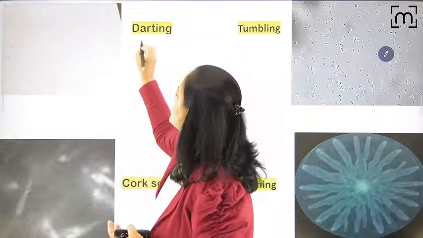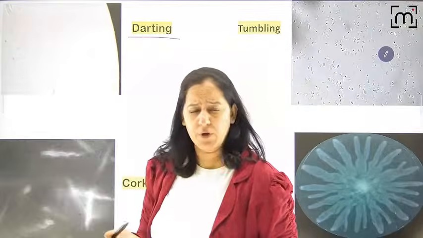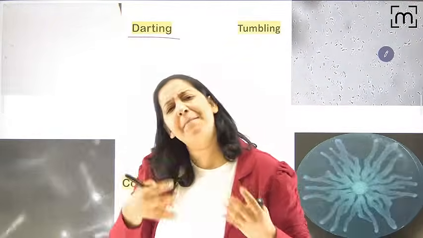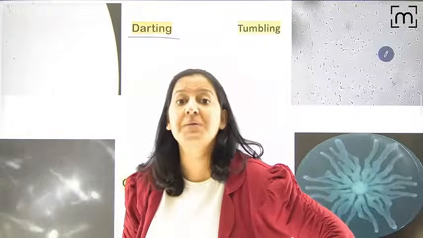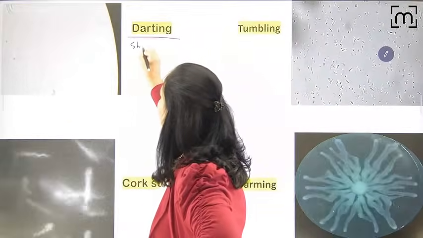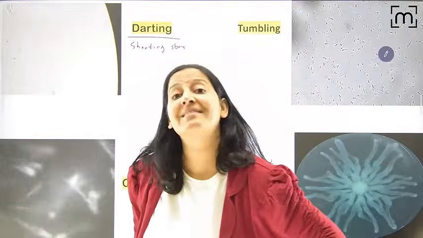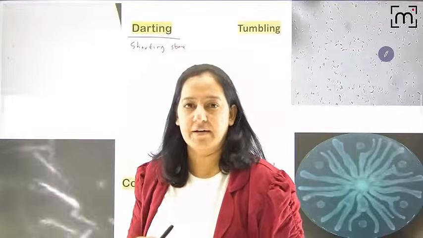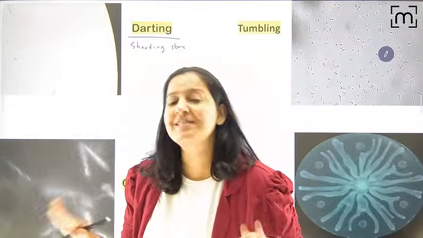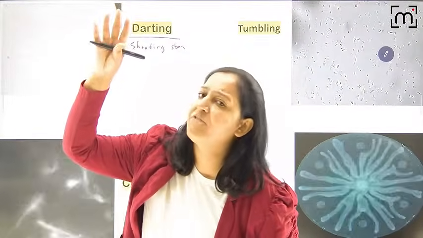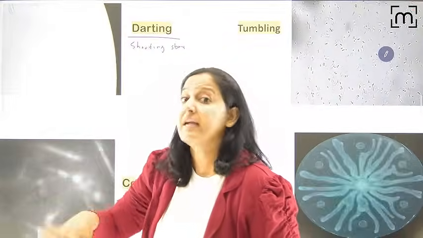See, this is darting motility. What do you mean by darting? Forget microbiology, what is the English meaning of darting? Shooting star. Have you seen a shooting star? In Hindi we say tootta tara. People make a wish on a shooting star. It's very fast, something you cannot trace. It's visible just for a moment and then disappears. That is known as a shooting star.